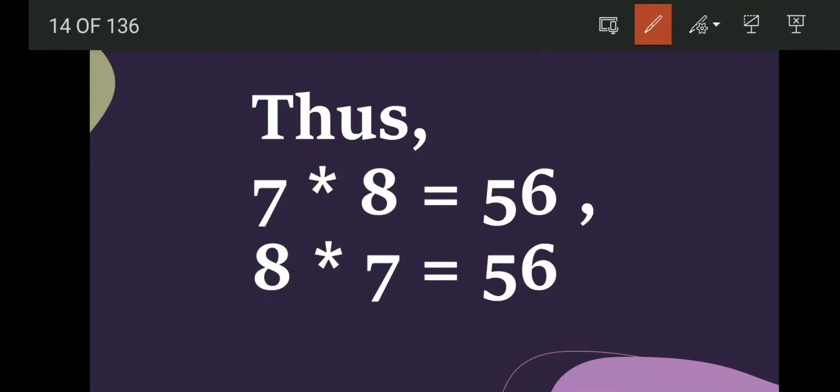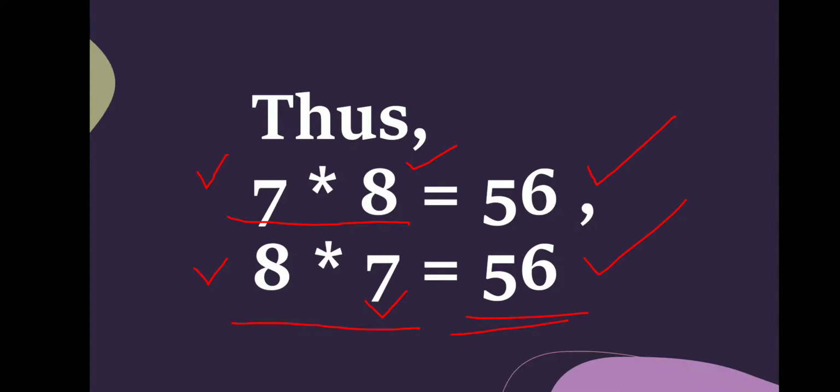For example, 7 into 8. We know 7 8s are 56. Now I have reversed. 8 into 7. We know 8 7s are 56. So answer is not going to change whatever order it may be. Means we are changing the order, the answer remains the same. See here, 7 is multiplicand and 8 is multiplier, but the product is 56. Here, 8 is multiplicand, 7 is multiplier, but the product is 56. So, this is order property or commutative property.